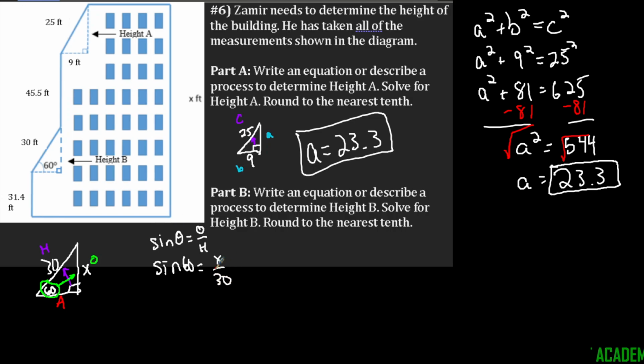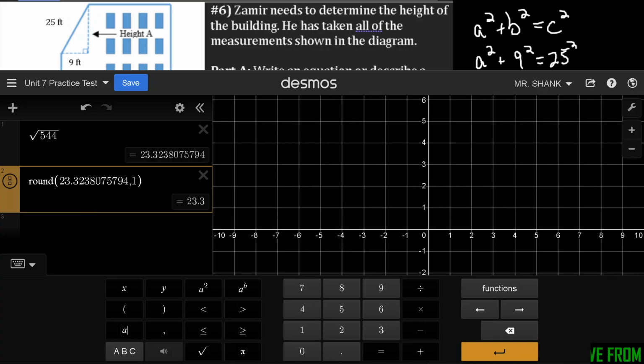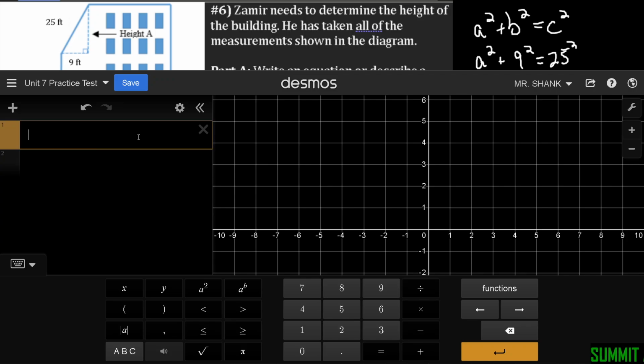Really simple because I always multiply by the denominator. So I'm going to multiply both sides by 30 to get x by itself since x is in the numerator. So now I can say x equals 30 sine 60, which let me type into Desmos. Again, still in degrees. Let me pull that up so you guys can see. All right. So we're going to say 30 sine 60. And get my answer, and it says to round to the first decimal place.